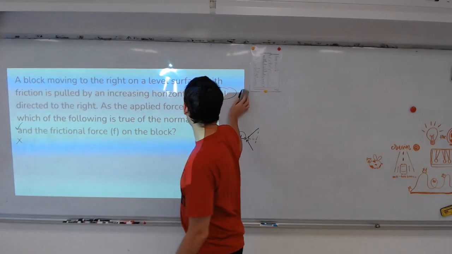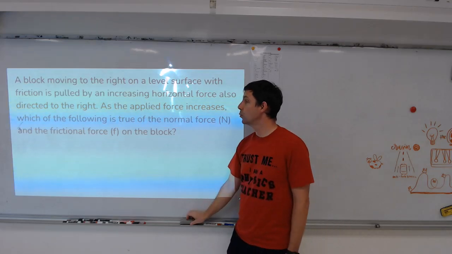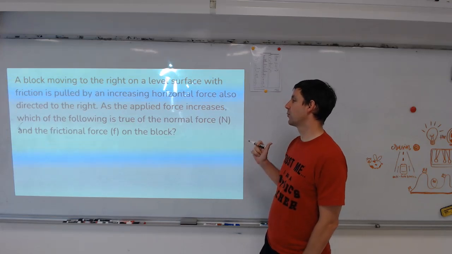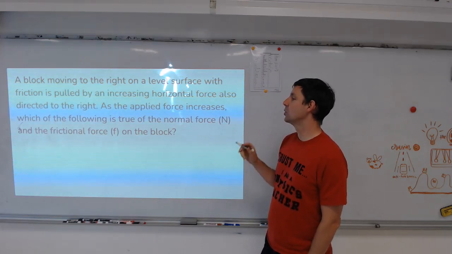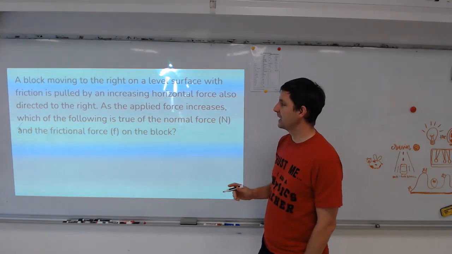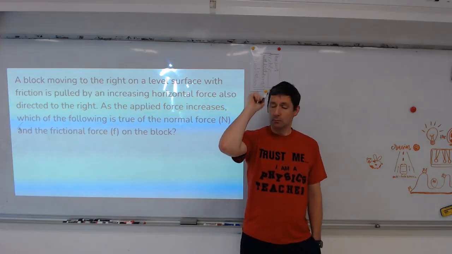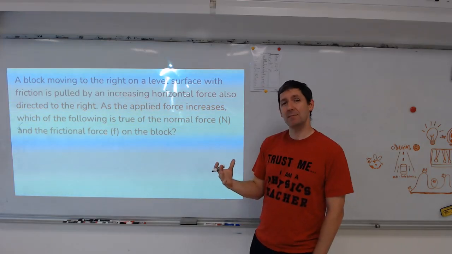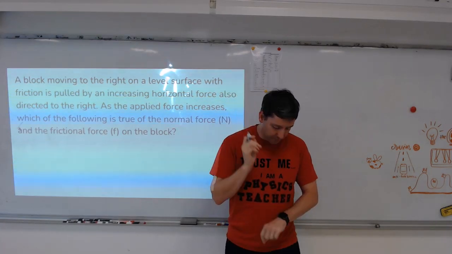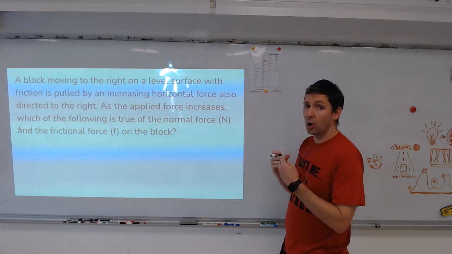Next, we got a block moving to the right on a level surface, with friction, pulled by an increasing horizontal force, also directed to the right. As the applied force increases, which of the following is true of the normal force and the frictional force on the block? Okay, so it's already moving to the right. Why is that significant? Well, if it's already moving to the right, it means that it already has a specific type of friction. It already has kinetic friction.